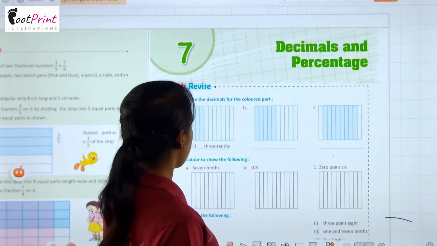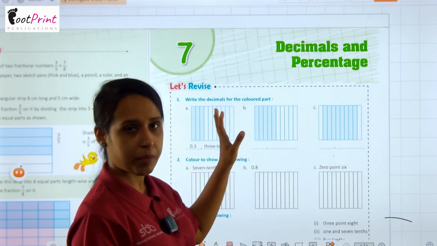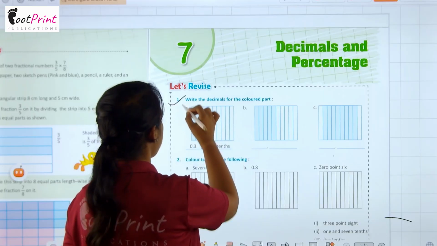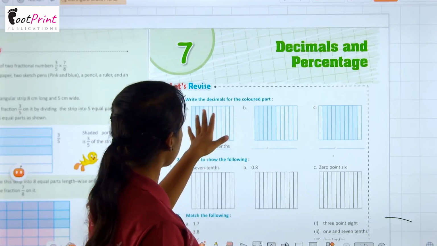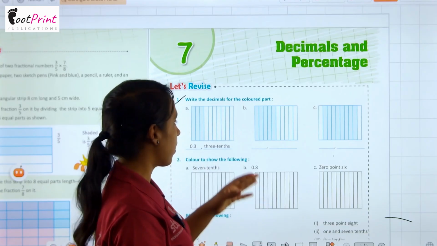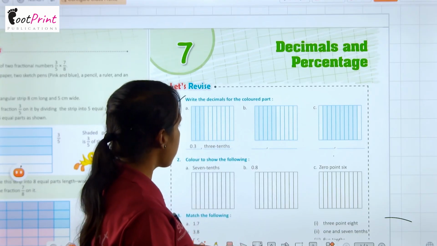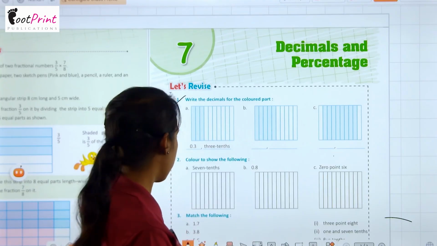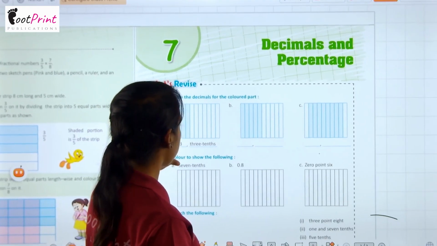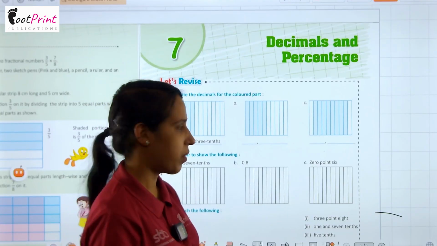Here some activities are given. Through this we revise our previous learning. Question number 1 is write the decimals for the colored part. Some parts are given that we learned in fractions also. Some parts are colored. We have to check and write them in decimals.